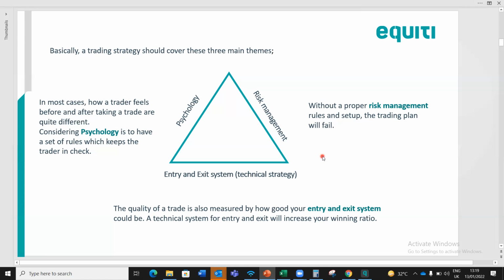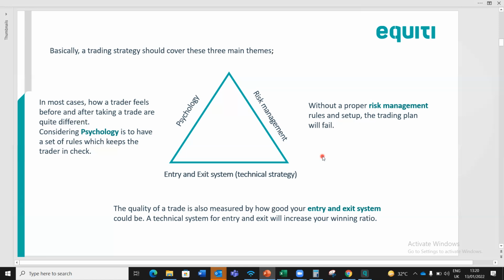The next we will talk about is the entry and exit systems. Now, the quality of a trade is also measured by how good your entry and exit system could be. A technical system for entry and exit will increase your winning ratio. As much as you find a good entry to the market, you should also know when it is good for you to exit the market.